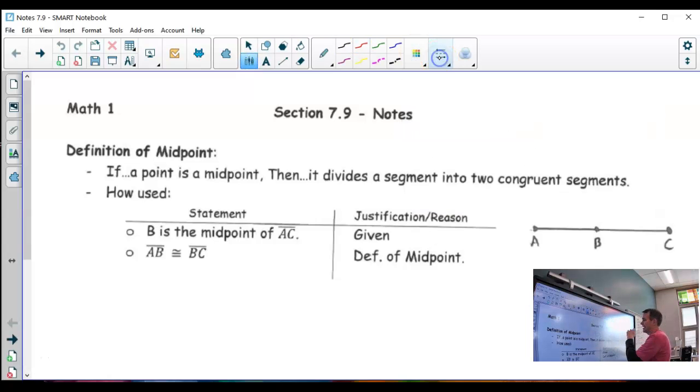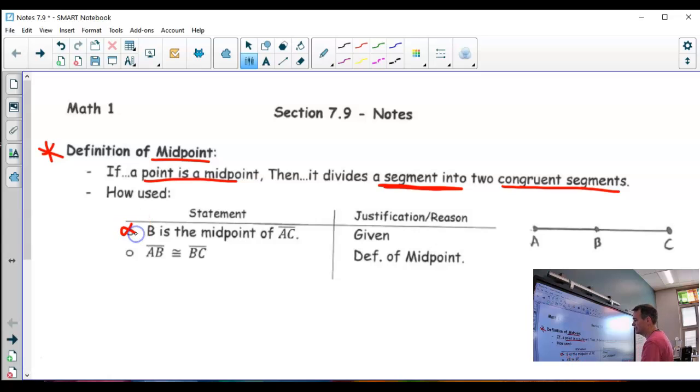So all we're adding today is 4 new definitions, or theorems, so that you can use them to do proofs. And the first one is the definition of a midpoint. As you see, I like to write all definitions and theorems as if-then statements. So the definition of a midpoint is, if a point is a midpoint, then it divides a segment into 2 congruent segments. For instance, I showed you how to use it in a proof here.